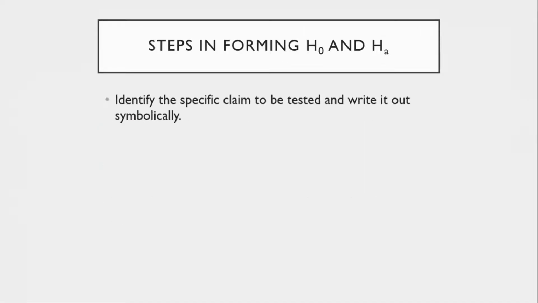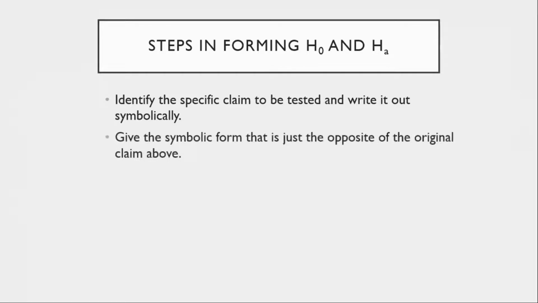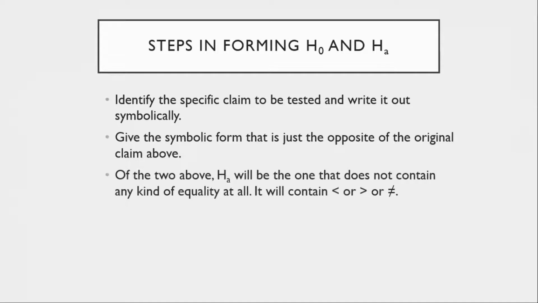So to figure out which one's which, we need to identify the specific claim being tested and then convert that, right? Write it out symbolically so that we can use it in our formulas. So we give the symbolic form that is just the opposite of the original claim above to figure out what our alternative hypothesis is going to be. Of the two above, the alternative will be the one that does not contain a greater than or equal to, less than or equal to, or equal sign, right? The alternative hypothesis will have no equality in it. The null hypothesis will always contain a statement of equality.